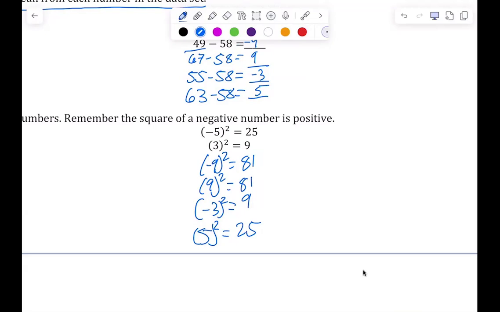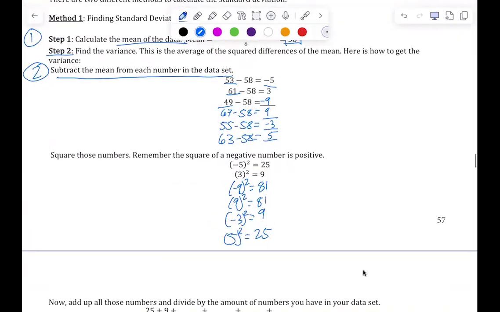Good. All positive numbers, correct? If you got a negative number, that means that you did not have the negative inside the parentheses when you squared it. Okay. So step 3, we square all the numbers. Step 1, we find the average. Step 2, we take each number, subtract the average. Step 3, we square all of those.